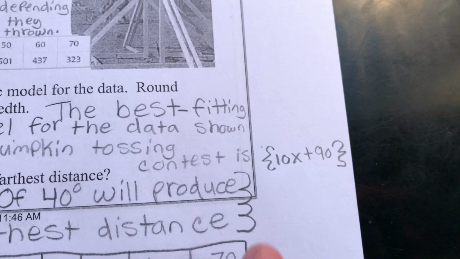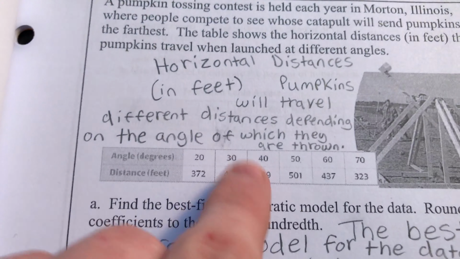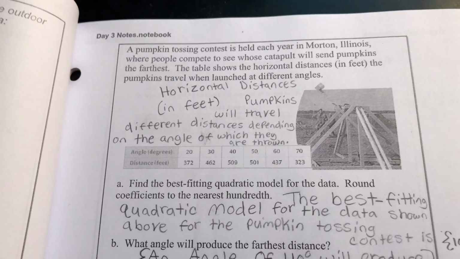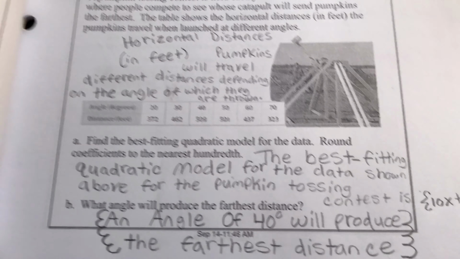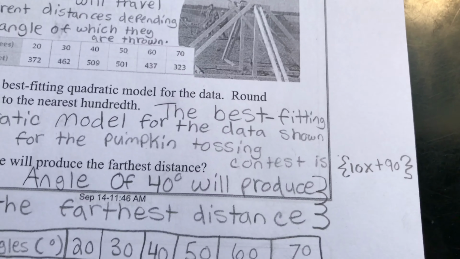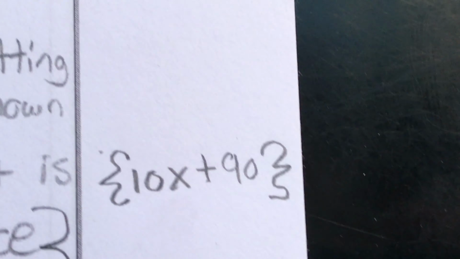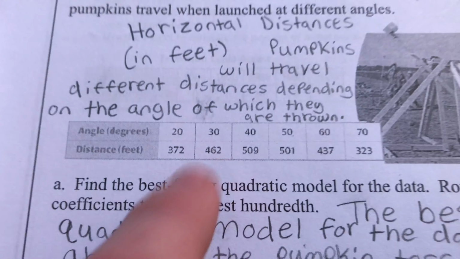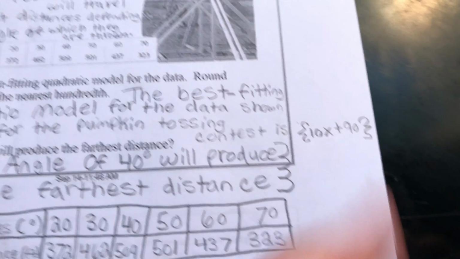So 10x plus 90. You might ask, Zach, how'd you get that? Now look, it's increasing by 10, so I'm like, you know what, 10. And I always see x's in equations, so I'm like, x, yeah, 10x. And then this little squiggly parentheses makes you look cool. Plus 90, where'd you get that, Zach? Now you see 372 to 462, that's 90. So I'm like, plus 90, yeah.